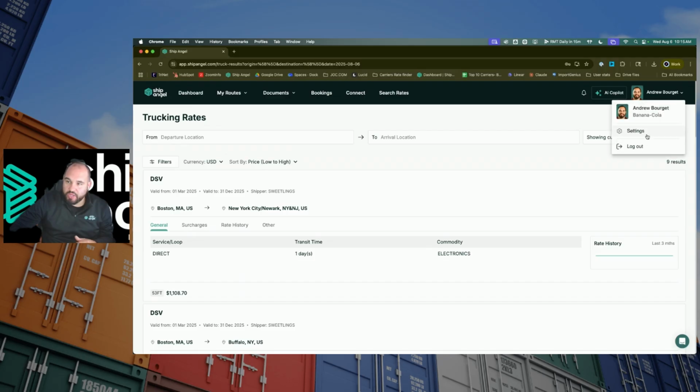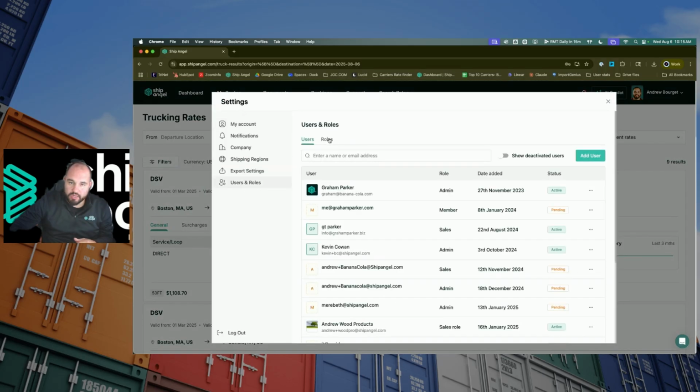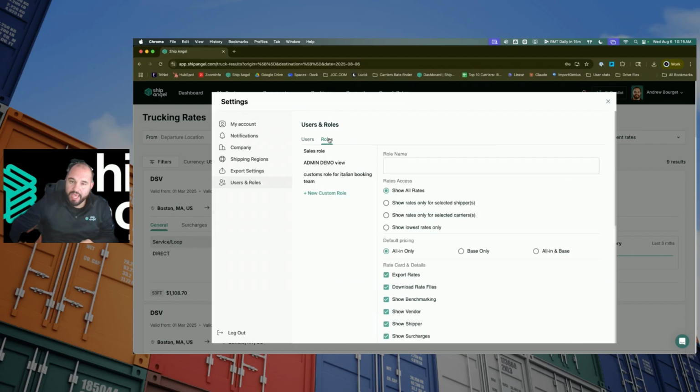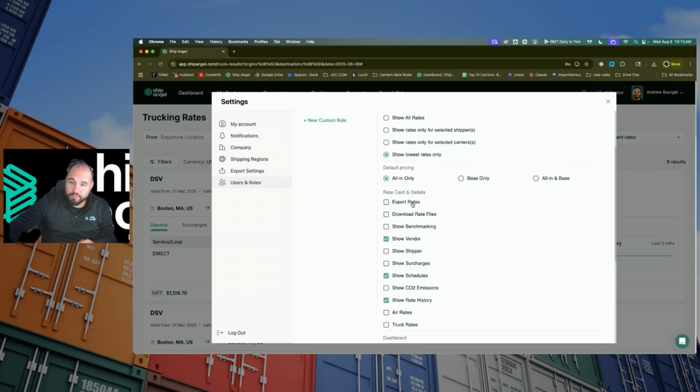And what's super useful here is inside our settings section, when I go to roles and users, I can start to bring different parts of my organization into the platform, and I can start to give them specific visibility. Maybe we have developed a sales role inside the business where they can only see the lowest rates. They don't have the ability to export. They don't have the ability to download.